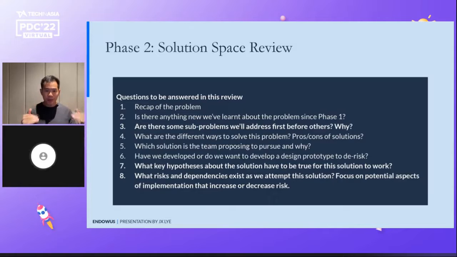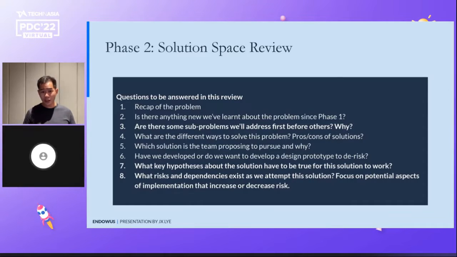And again, we want to repeat the question: are there some sub-problems that we'll address first before others? This is part of breaking it down. So I think the idea here is, once we have defined a problem, we can then start thinking about what the different ways to solve it are.